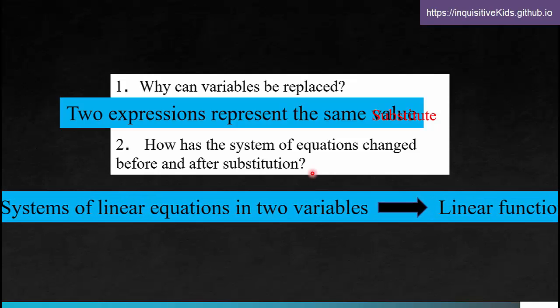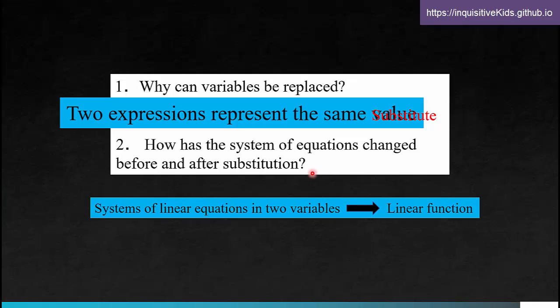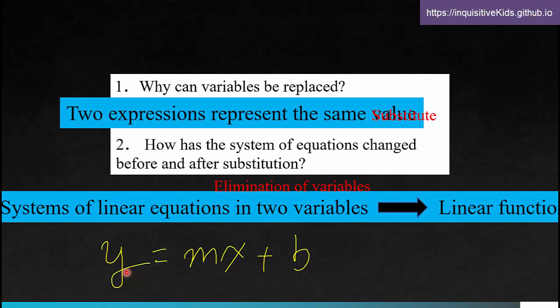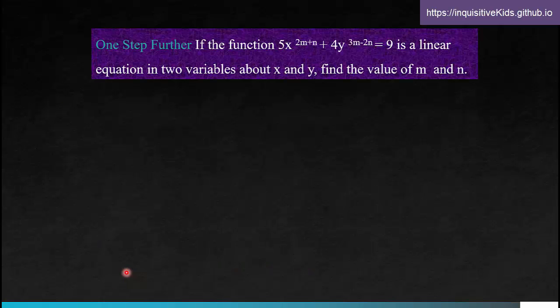Systems of linear equations in 2 variables can be turned into linear functions. And if you think about it, you probably know about linear functions because we covered this earlier on. You probably know y = mx + b, where m and b are parameters and y and x are variables. So this is a linear function, an equation with two variables. So systems of linear equations in two variables can be converted into a linear function. So, substitution and elimination of variables.